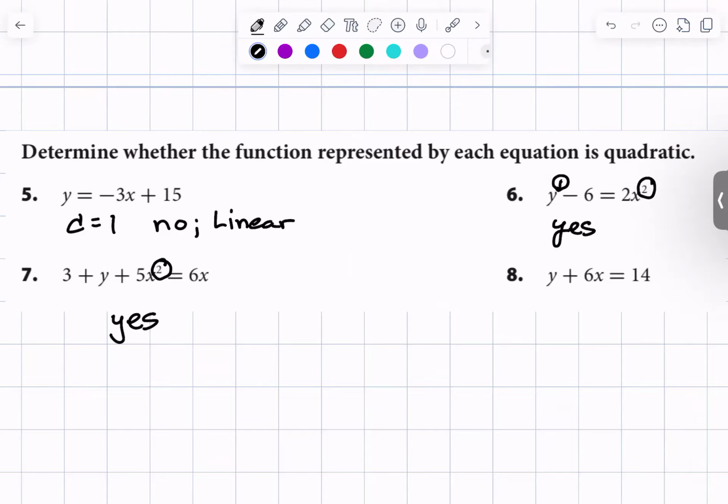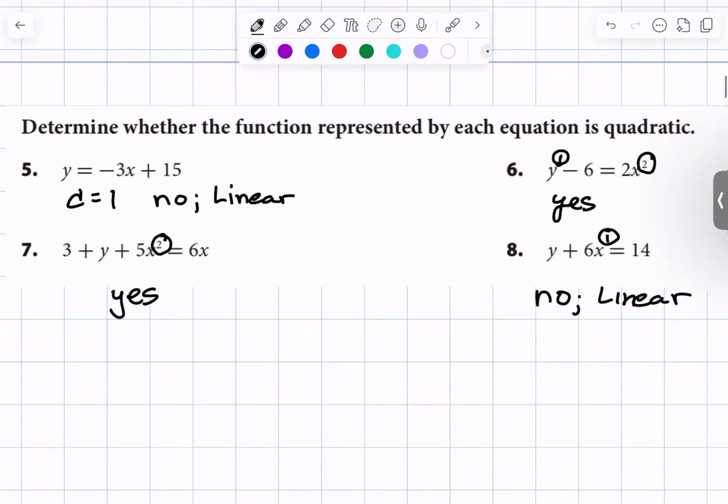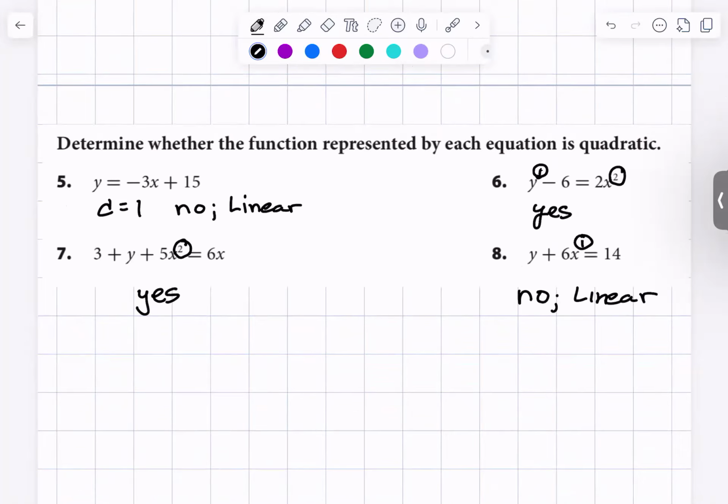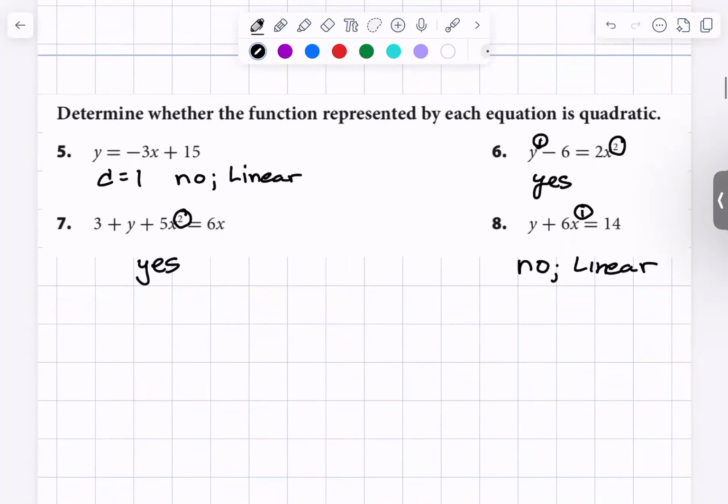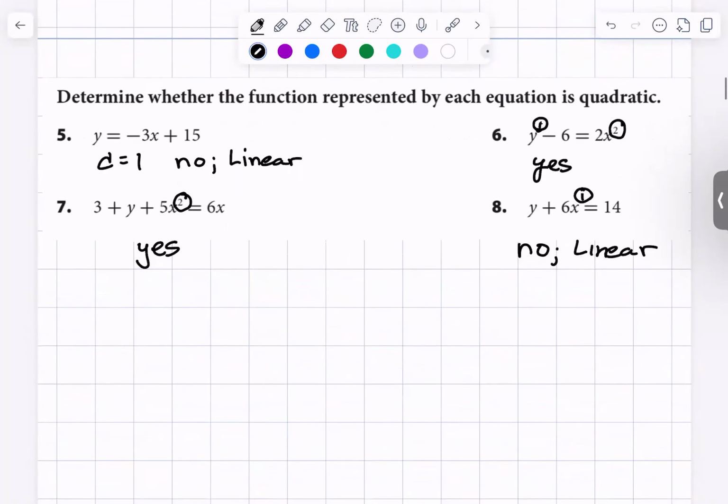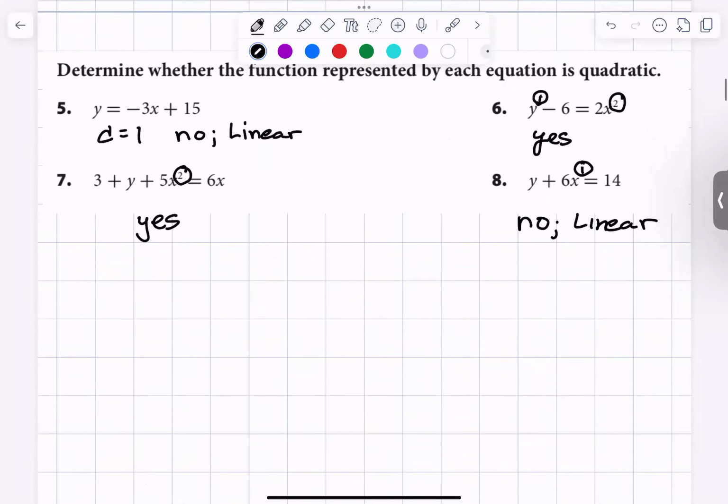Okay, number 8, y plus 6x equals 14. This is a no. This is also a line, or a linear function, because my x value here has an exponent of 1. Quick and easy. So a quadratic is a quadratic when the degree is 2.